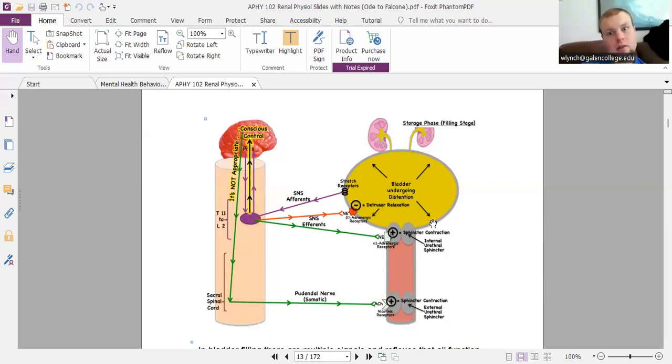As you can expect, during the emptying phase, this is reversed. So instead of detrusor relaxation, we have detrusor contraction. Instead of sphincter contraction, we have sphincter relaxation.